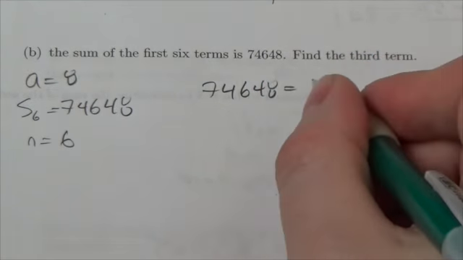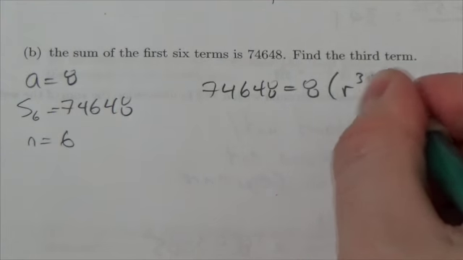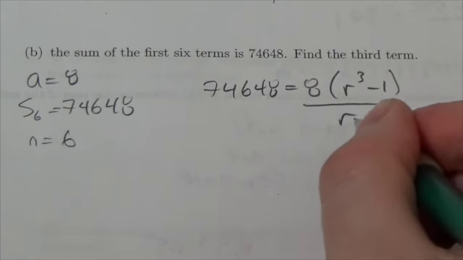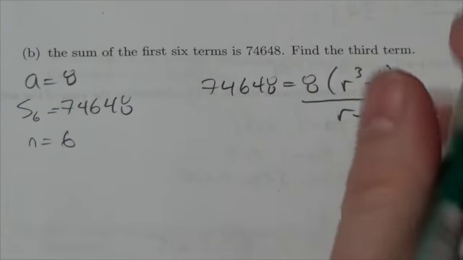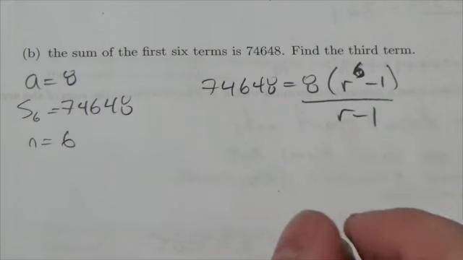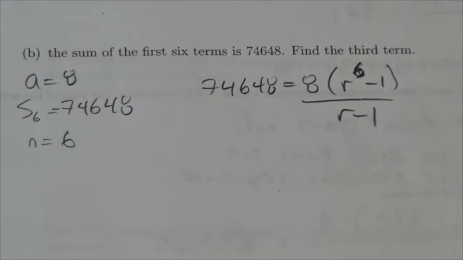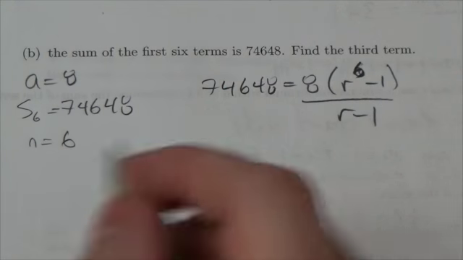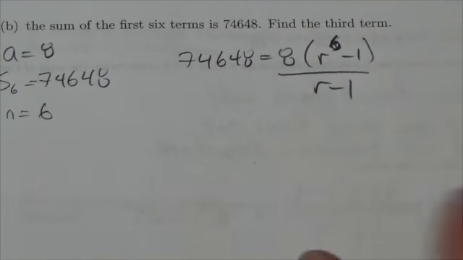74,648 is going to equal A times R cubed minus 1 over R minus 1. Oops, sorry, I was thinking of that last question. It's actually R to the 6th. But we're going to end up solving this the exact same way, graphically. I'll enter this in, and I'll show you in a quick second what I'm entering.